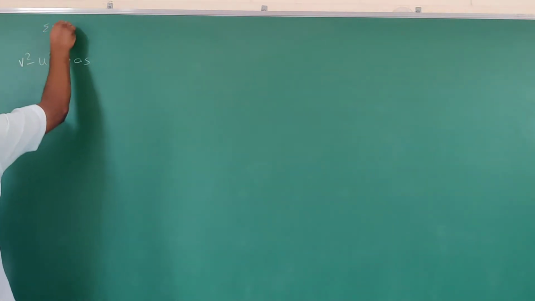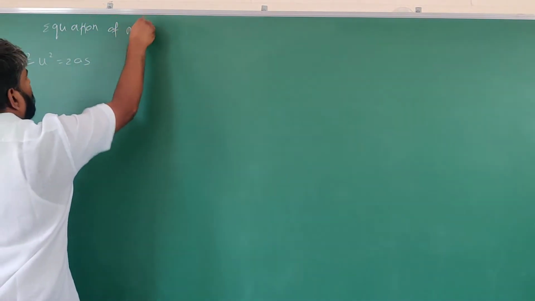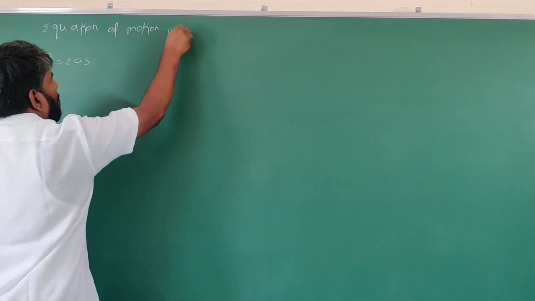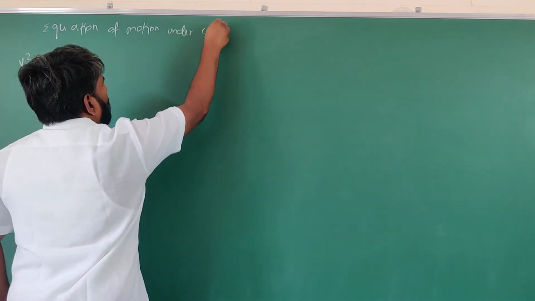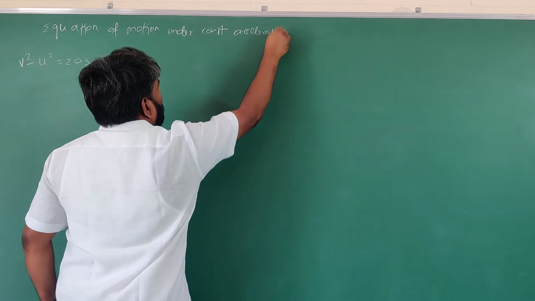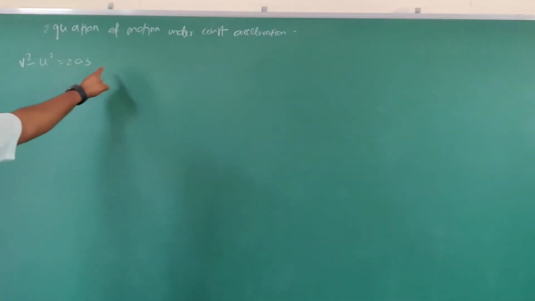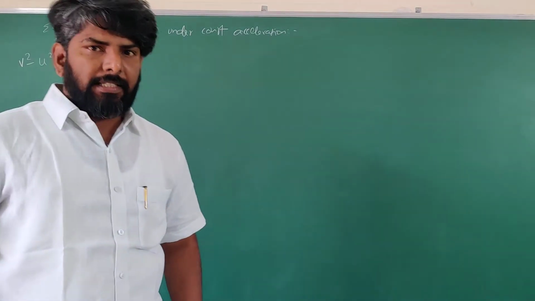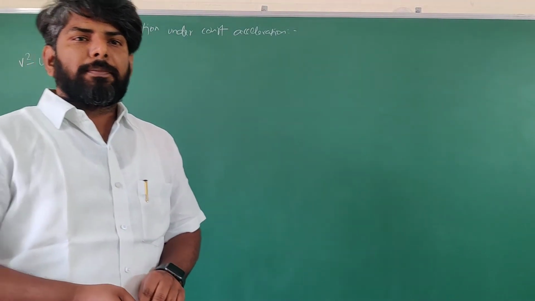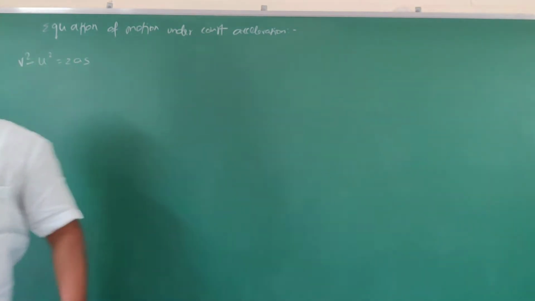So this is the equation of motion under constant acceleration: v square minus u square equal to 2as. Just to see the proof, students, observe one small point here.